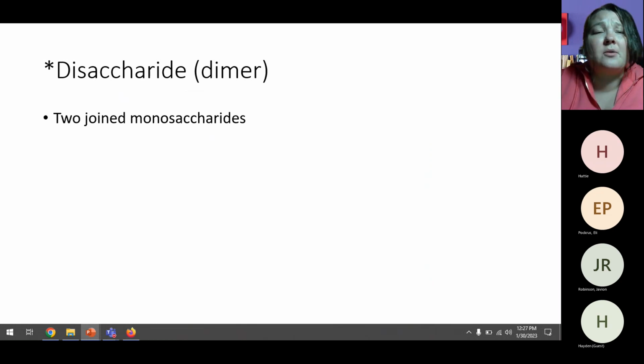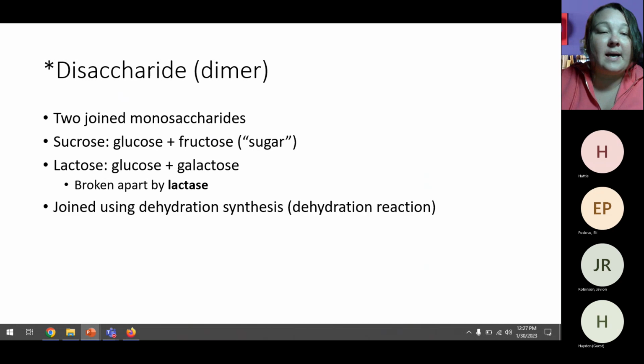A disaccharide is the dimer of carbohydrates, and it consists of two joined monosaccharides. The three that I want you to know are sucrose, which is glucose plus fructose. That's sugar that you buy in the store, just normal sugar. Lactose, which is glucose plus galactose, and that is broken apart by the enzyme lactase. If you do not have lactase, you are lactose intolerant. You cannot break apart lactose into its monomers, glucose and galactose.